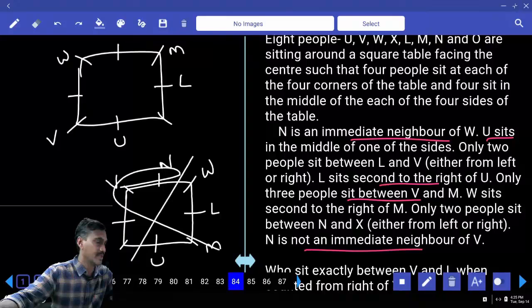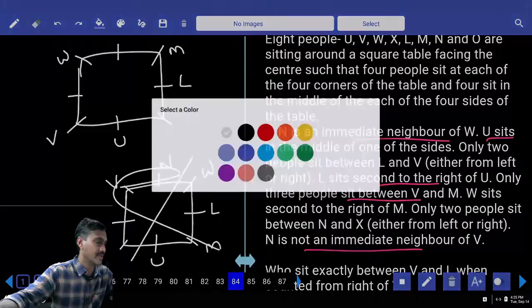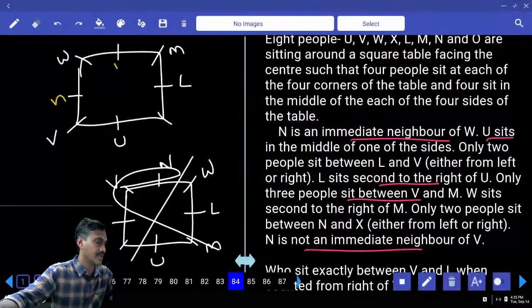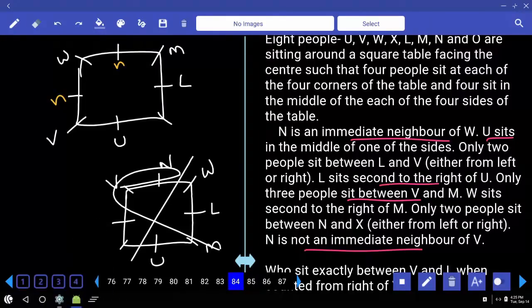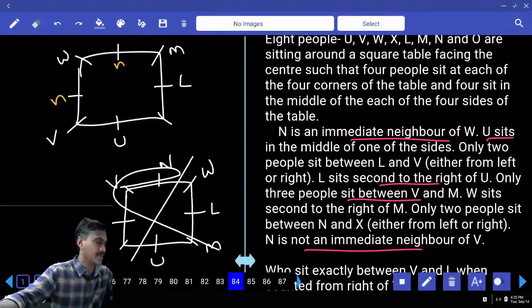N is an immediate neighbor of W, how many possibilities do we have? Two different possibilities. N can be here or N can be here. And only two people between N and X. If N is here, then X will be here. But N cannot be at this place. Why? Because N and V cannot be adjacent to each other. Hence N cannot be at this place. Hence N is here. If N is here, the two persons between N and X mean X is at this place, and the person O will be at this place.